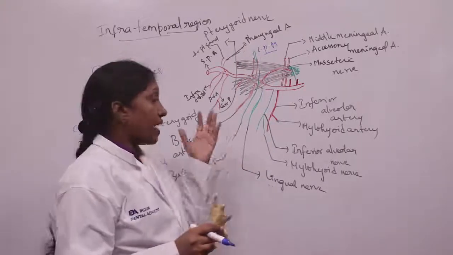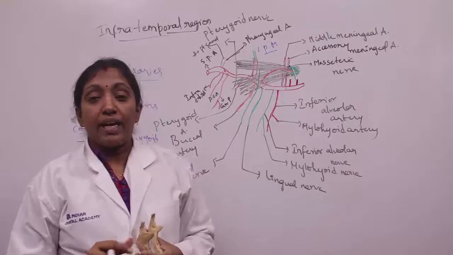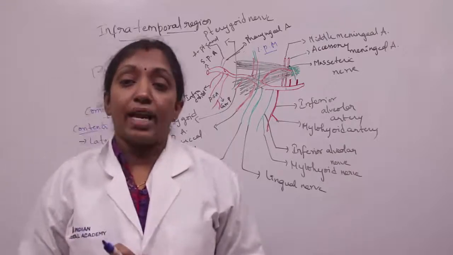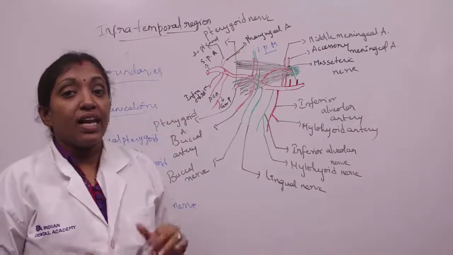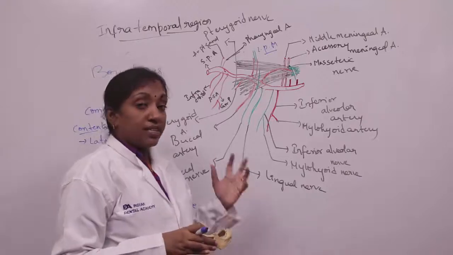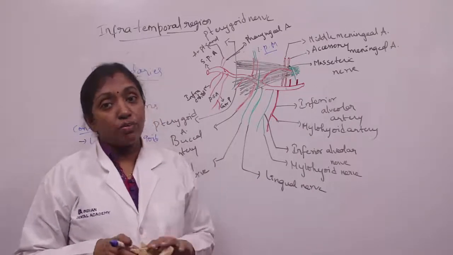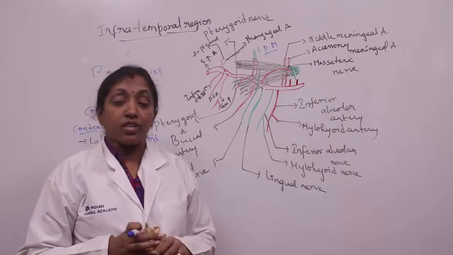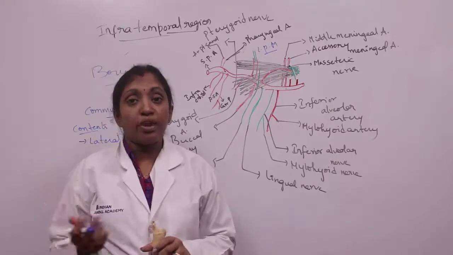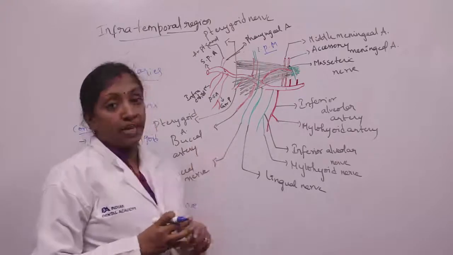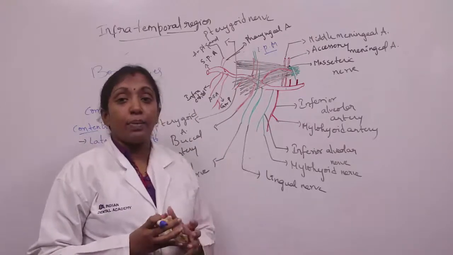Coming to the action of the lateral pterygoid muscle, it depresses the mandible. It is one of the important muscles of mastication. The muscles of mastication are four in number: temporalis, medial pterygoid muscle, lateral pterygoid muscle, and masseter.